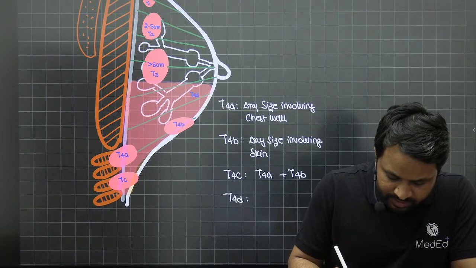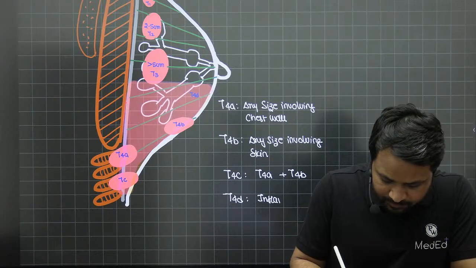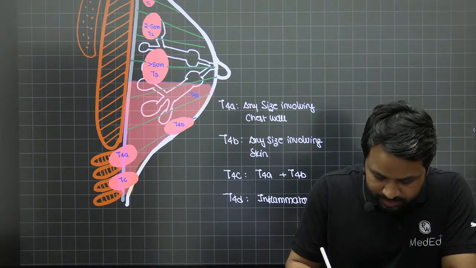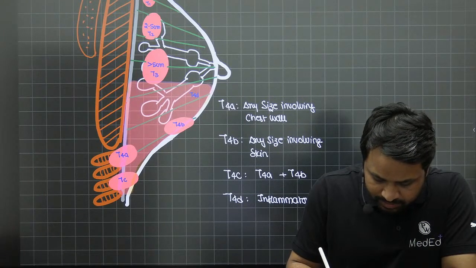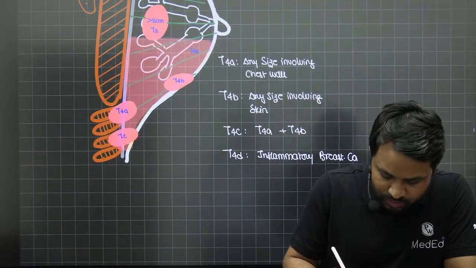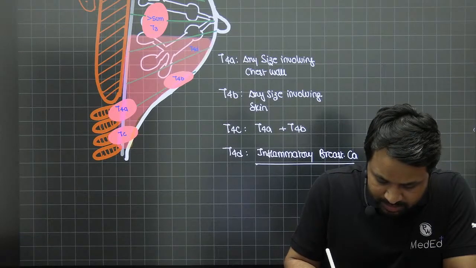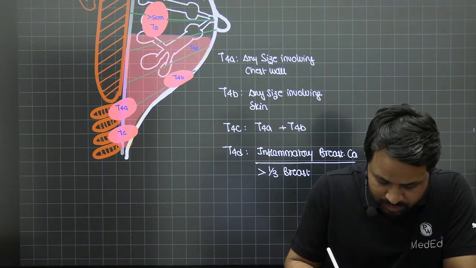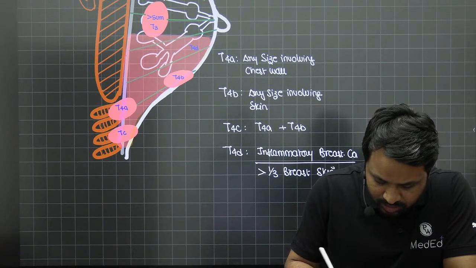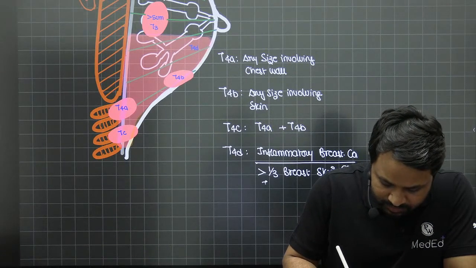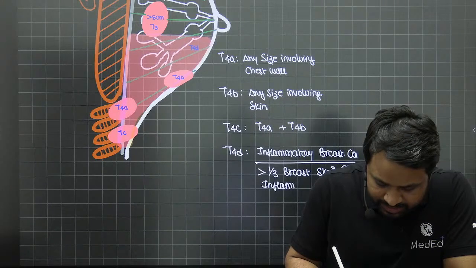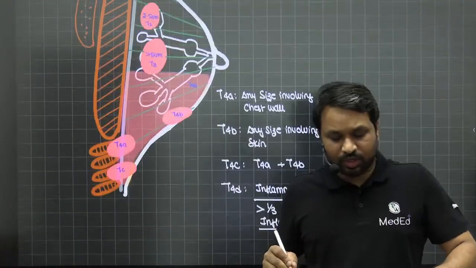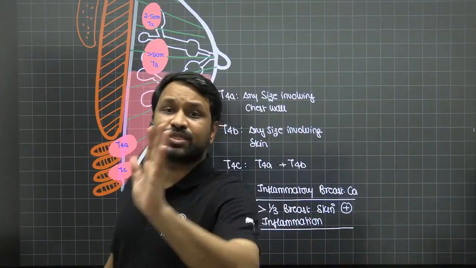T4D is the inflammatory breast cancer, which is going to involve more than 1/3 of the breast skin. That inflammation is present in more than 1/3 of the breast skin, or you can see there is erythema over the skin surface and then it turns out to be malignant. This is what we call inflammatory breast cancer. Remember, it is associated with the worst prognosis.